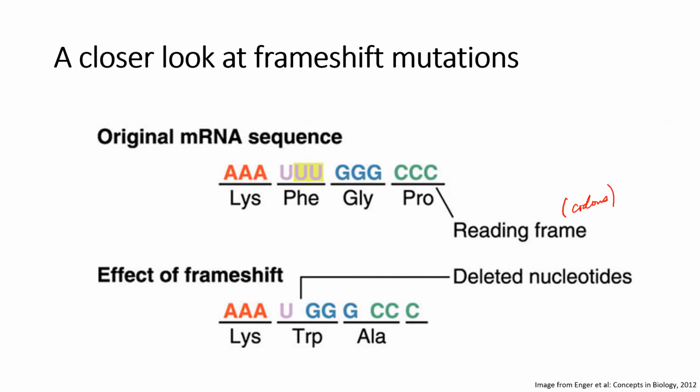And if I have deleted nucleotides, so let's say these two are out, then AAA is read, but instead of UUU, because of this shift, UGG will be read, and that will inform the addition of tryptophan rather than phenylalanine. And because rather than GGG and CCC being read, the next codon will consist of GCC, which codes for alanine. Again, if this just keeps continuing on with that frame shift, you have a drastically different protein being synthesized.